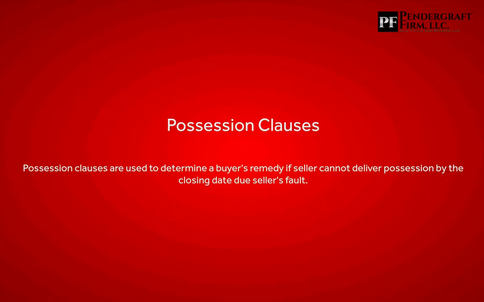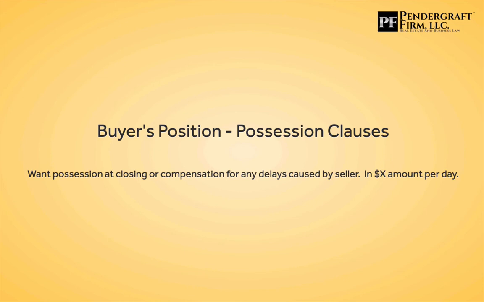Possession clauses. So possession clauses are used to determine a buyer's remedy if a seller cannot deliver possession by the closing date due to the seller's fault. So if you are the investor buyer, you want possession at the closing date or compensation for any delays caused by the seller. It's usually done by a dollar amount per day, say something like $50 per day.